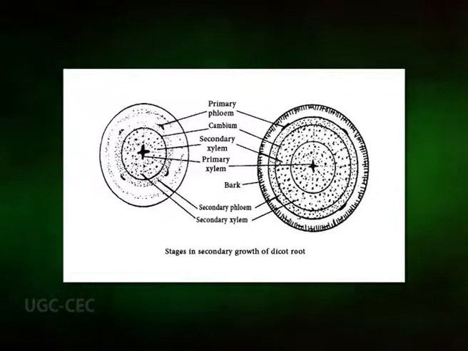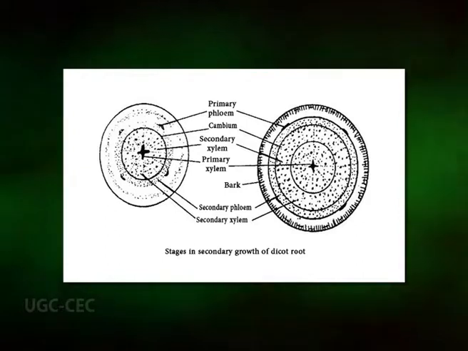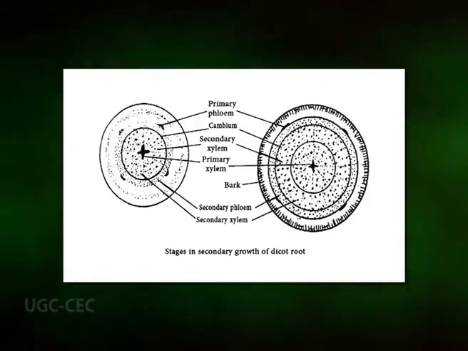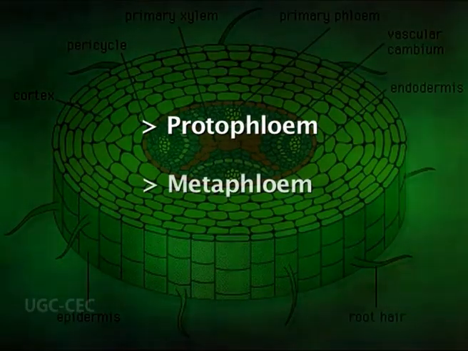In roots of seed plants, it usually occurs in discrete bundles that alternate with ribs or bundles of primary xylem. In pteridophytes, primary phloem usually encloses either a central column or a cylinder of primary xylem. The primary phloem consists of protophloem and metaphloem.